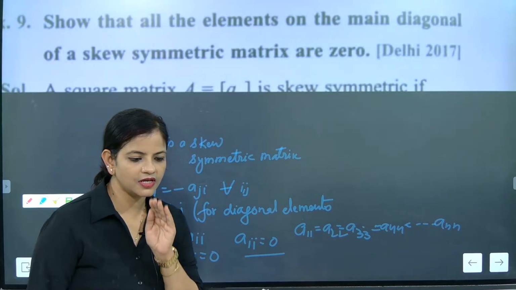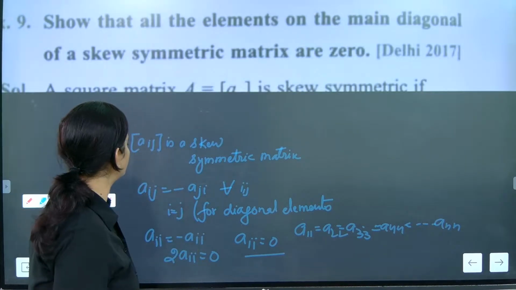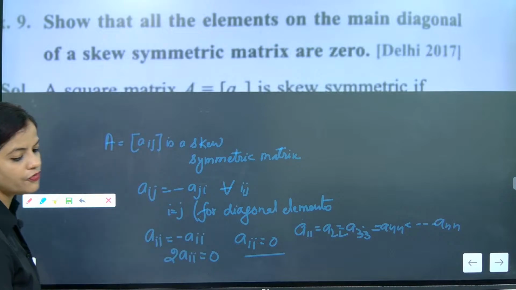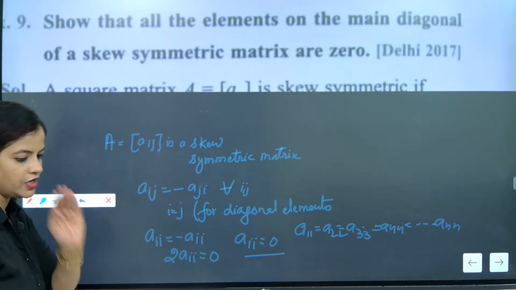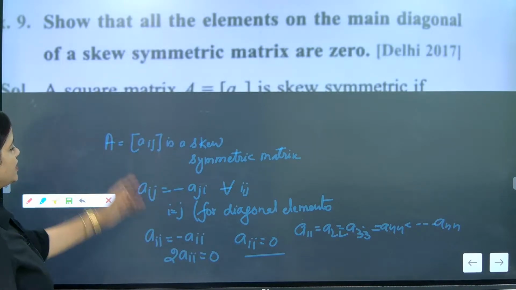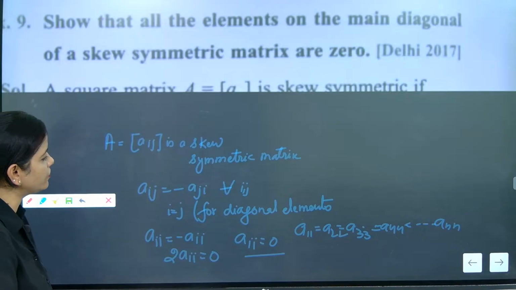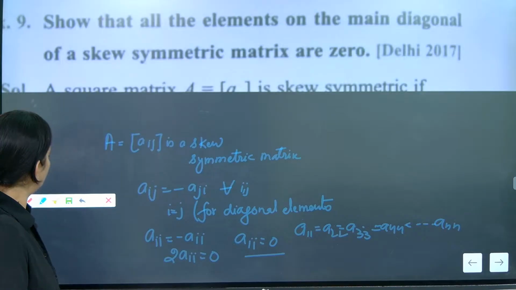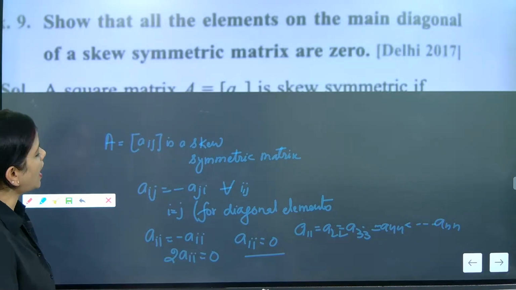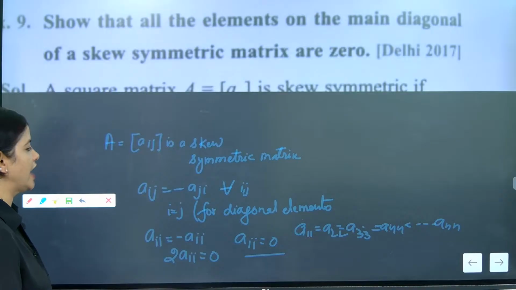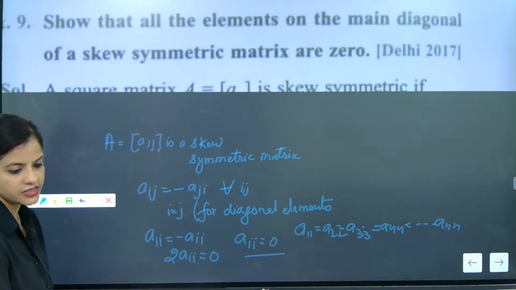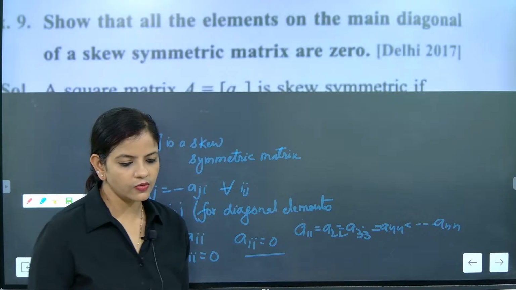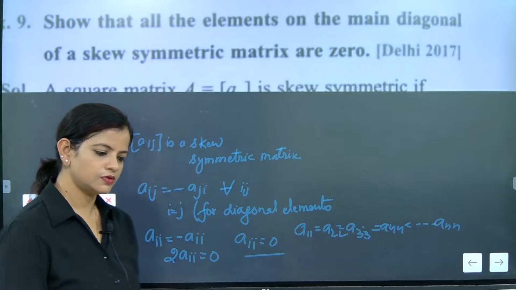That's an awesome answer. God bless you. Very good. So I have solved it also. If you wish, you can note it down here. Nothing to worry about in this question. Aij is equal to minus Aji for a skew symmetric matrix, and i is equal to j for a diagonal element. Aii is equal to minus Aii, so 2Aii equal to 0. Understood?